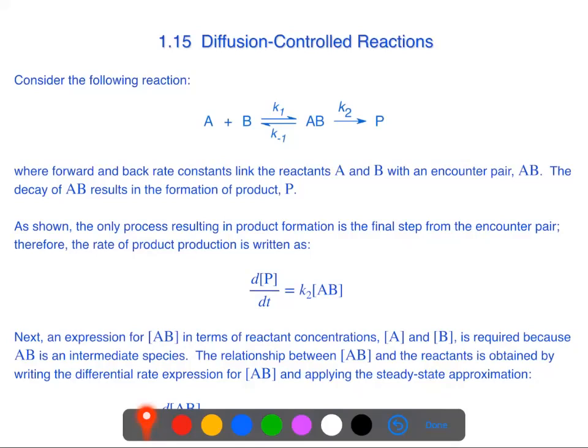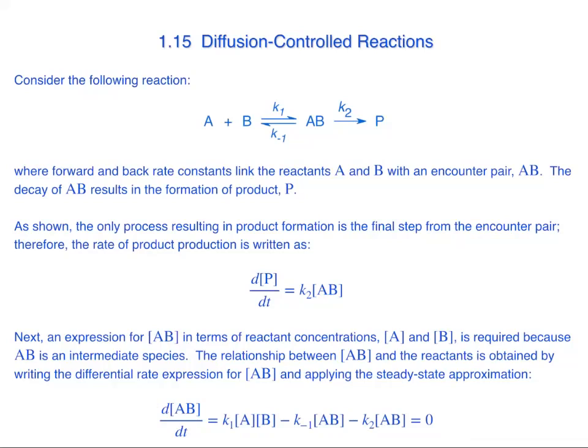So the relationship between the concentration of the encounter pair and the reactants is obtained by writing a differential rate expression for the concentration of this encounter pair and then applying the steady state approximation to it. Here is shown the differential rate expression for that species. And as we would expect, there are three terms in this equality because the encounter pair is involved in each of the three steps of this reaction mechanism. It's formed in the first step with a rate constant K1 and dependent upon the concentrations of A and B.